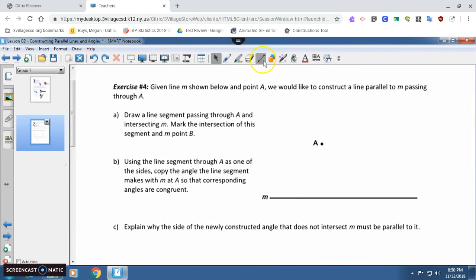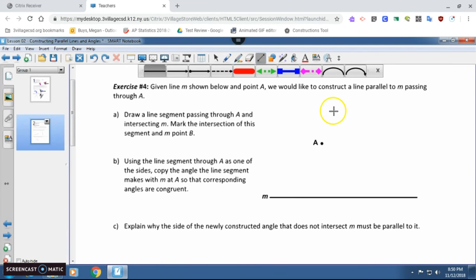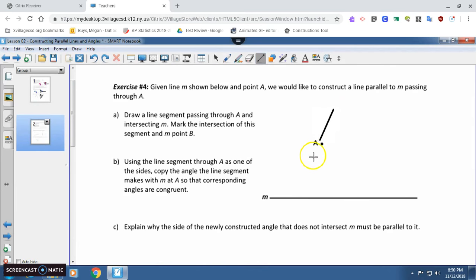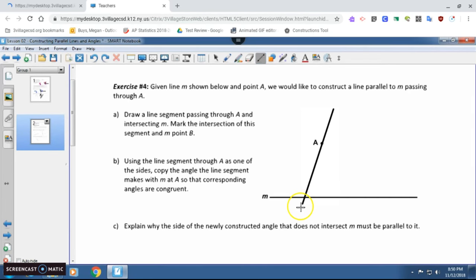The first part of our construction is to draw a straight line that passes through A and intersects M. Now, we definitely know this can't be parallel. There would be no way there could be an intersection for parallel lines, but we want this line here to kind of help us.